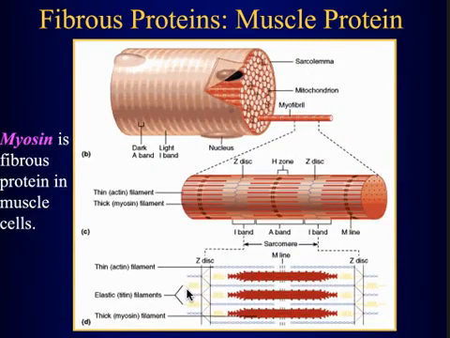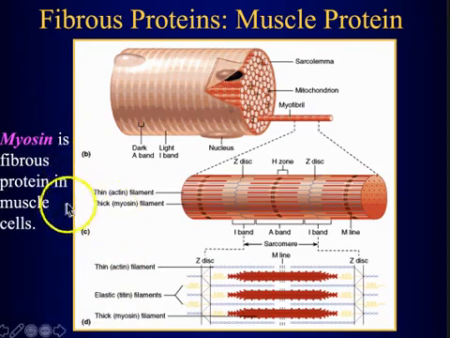Our protein muscle fibers are also fibrils, or these long chains of protein. So the myosin in fibrous proteins is our muscle cell. So both the myosin fibrils and the actin fibrils are what make our muscles move, allow us to move.